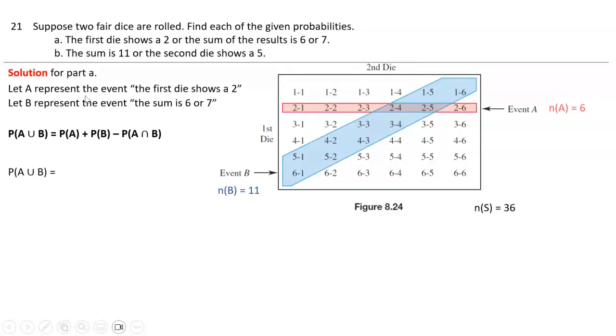So here's my formula. The keyword here, guys, is "or," which is right here. The first die shows a 2, or the sum of the results is 6 or 7. The or means the union.